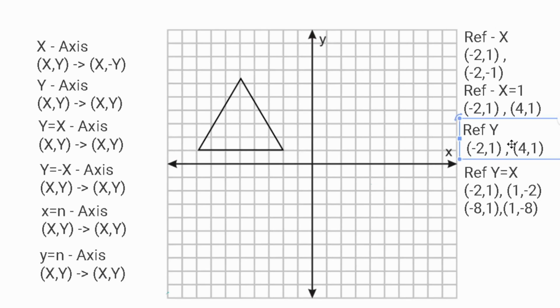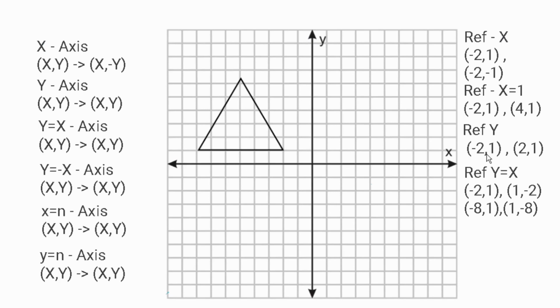Wait, I don't think this is the right y-axis. -2, -1, and 4. Yeah, that's the wrong one. I'm sorry, I wrote the wrong thing down. It's 2, 1. I was looking at this one up here. But we can look at this. So we went from -2, 1 to 2, 1.